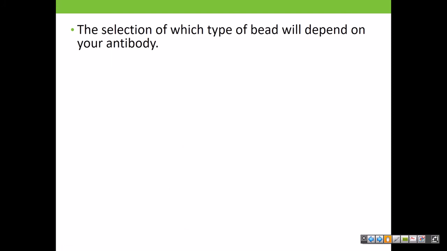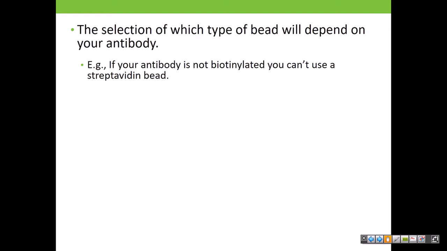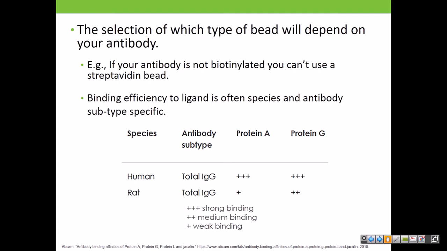All right. So the selection of which type of bead you want to work with will depend on your antibody. So if your antibody isn't biotinylated, you're not going to want to use a streptavidin bead. It won't bind. Binding efficiency to ligand is often species and antibody subtype specific. So this is a table I pulled from Abcam's website, doing a simple comparison between human total IgG and rat total IgG versus binding efficiency to protein A or protein G. For human, seems great. Great binding to protein A, protein G. Wonderful. If you have a human antibody, you can work with either one of those. If you have a rat antibody, though, there's weak binding to protein A and pretty good binding to protein G. So I wouldn't use protein A beads for a rat antibody.